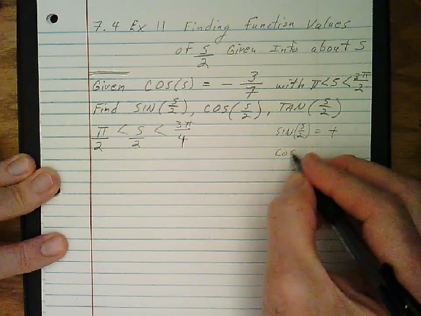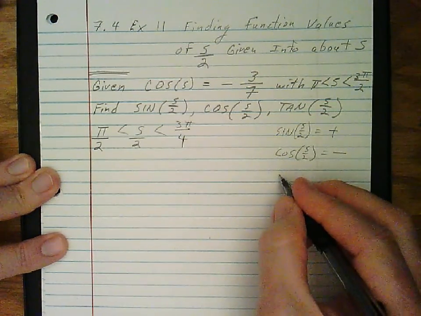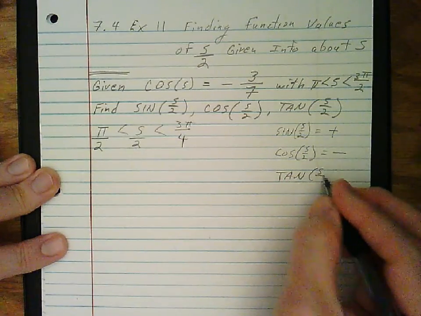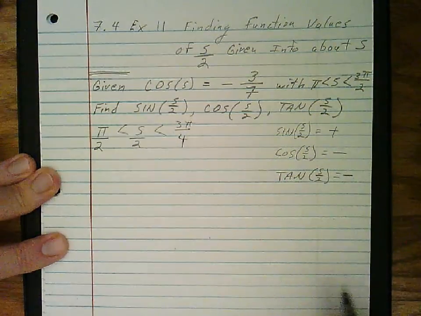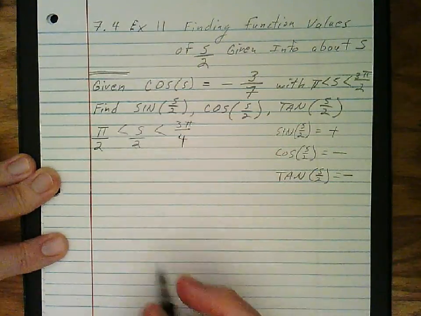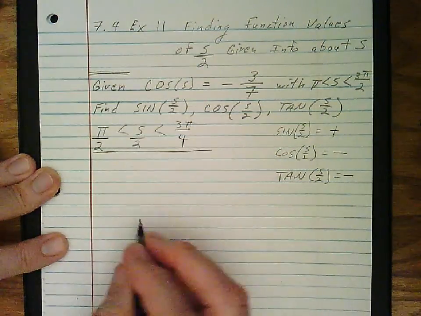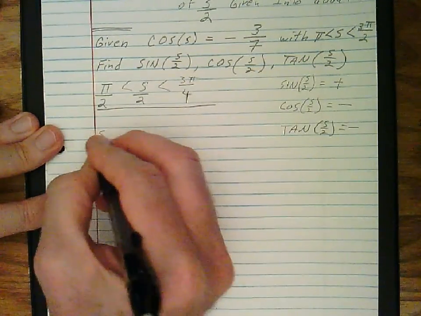The cosine of s over 2 in quadrant 2 would be negative, and the tangent of s over 2, because it's in quadrant 2, is negative. That way you can double check your final answers, make sure you don't drop a sign. So first thing we're going to do, find sine of s over 2.